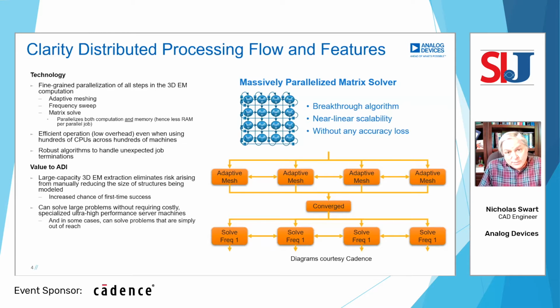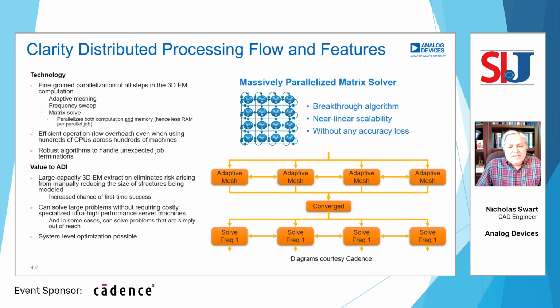You can solve large problems with Clarity without requiring very, very expensive server machines. For example, once you cross roughly 1 terabyte RAM and say 128 CPUs, machines like that become very, very expensive to purchase. And in some cases, there may be problems that even a very large high performance server may not be able to simulate. So they are literally out of reach unless you have another computational method. And then system level optimization is possible.